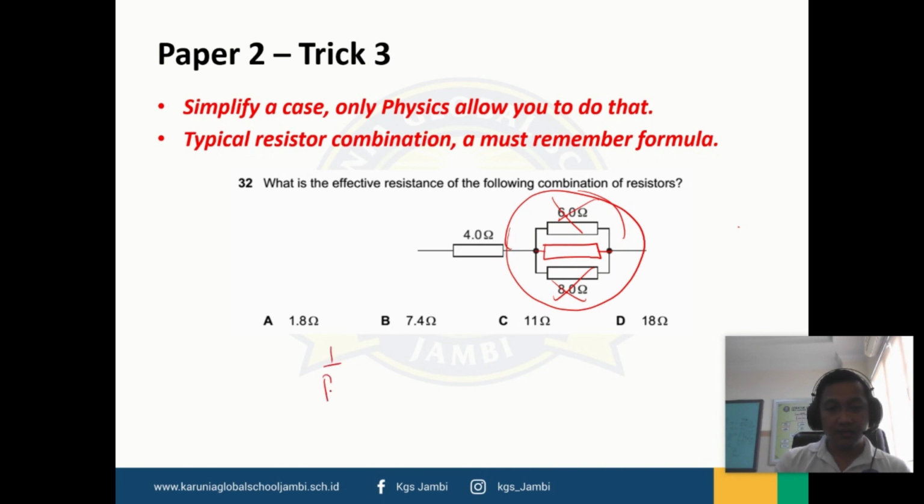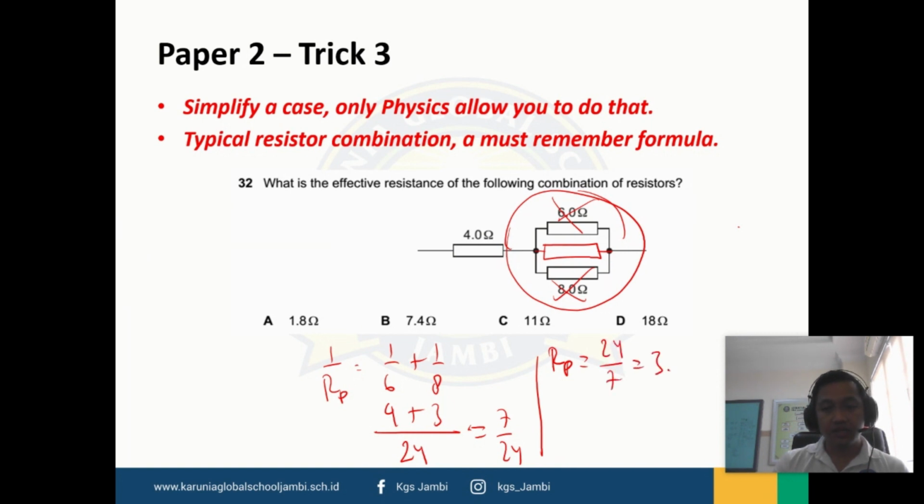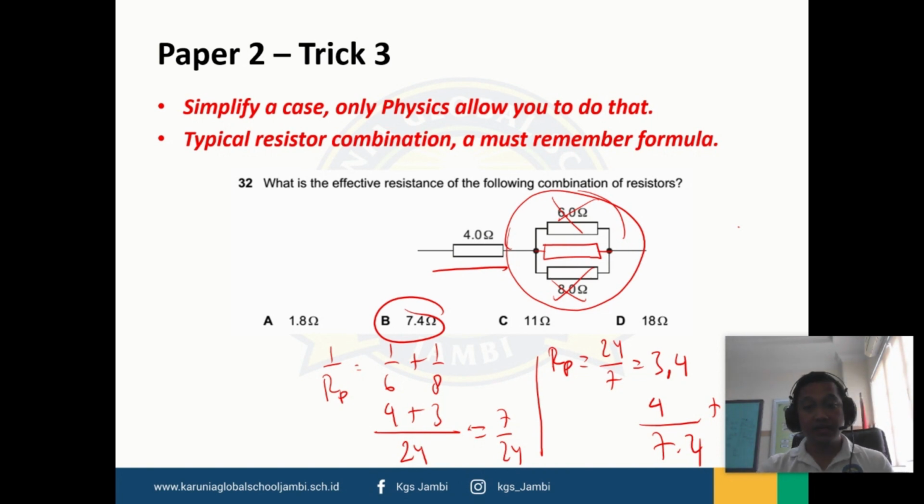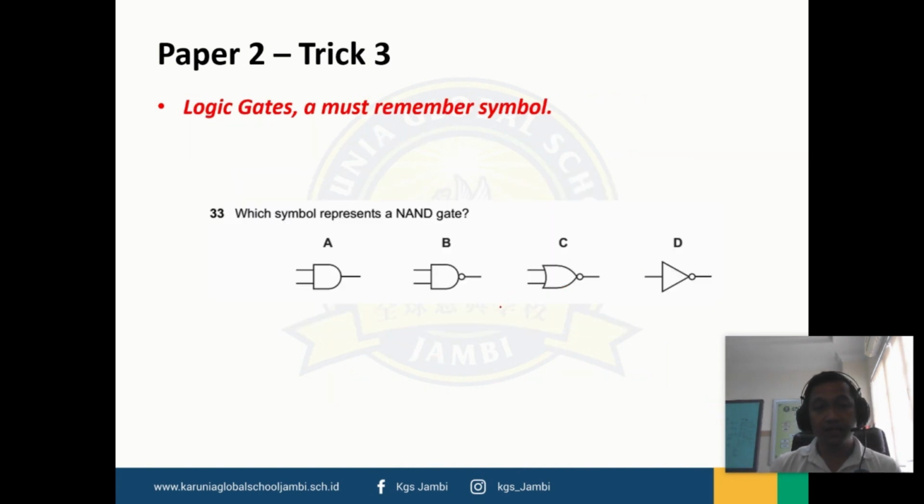6 and 8: 1 over rp is equal to 1 over 6 plus 1 over 8. Now let's use 24, so that means 4 plus 3, it's equal to 7 over 24. So rp is equal to 24 over 7, it's about 3.4. Now we just need to add the 4, 7.4. Okay, you got the answer. So simplify the case first.